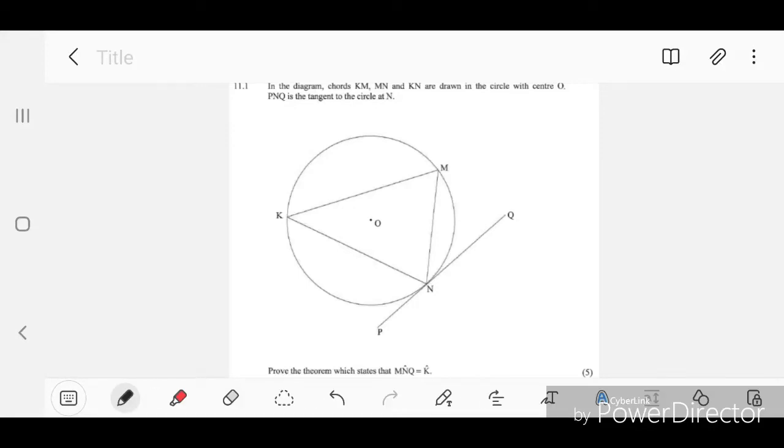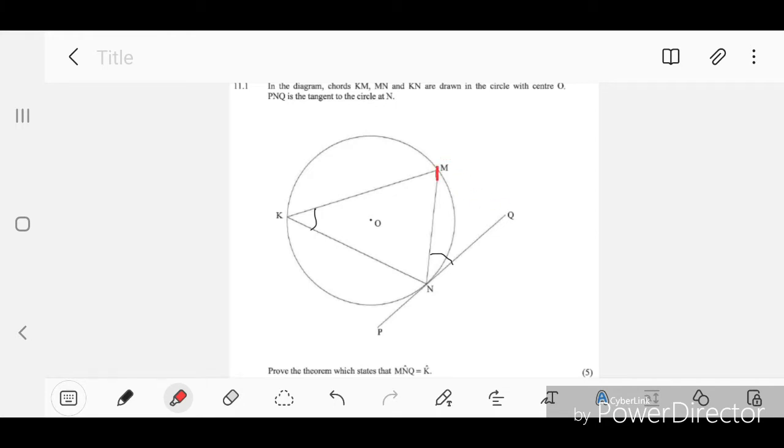Okay guys, so this is the Tan-Chord theorem. They are saying I must prove the theorem which states that angle MNQ equals K. So that is what the Tan-Chord theorem says. Now you must highlight the chord that is in equation.